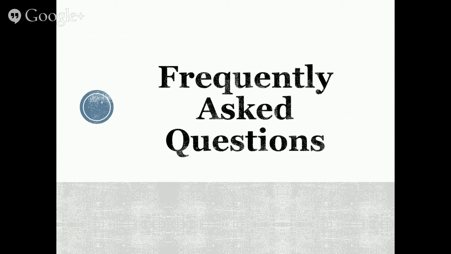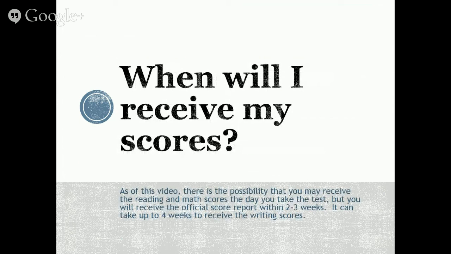So, some frequently asked questions that I'm always asked about the Praxis. When will I receive my scores? As of this video, there is the possibility, I heard from someone, that they received their reading and math scores when they took the test. Back in February, that wasn't the case. You will receive an official score report on ETS within 2 to 3 weeks on your reading and math. It can take up to 4 weeks for your writing scores. You may receive one set of scores one day, 2 days later you may receive the other set, and it may be a week later that you get the writing. Just because you took all 3 at once does not mean that all 3 are going to pop up there at the same time.